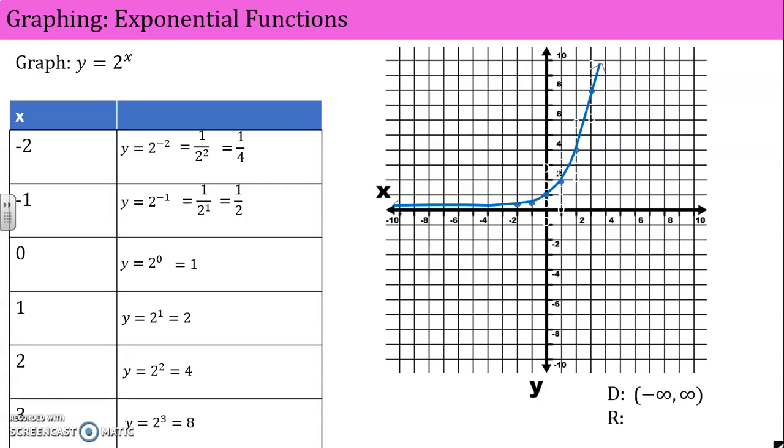Remember, domain is all about x values. We can see that this thing is pointing to the left forever and to the right forever. So it spans all possible x values. Its domain is negative infinity to positive infinity.